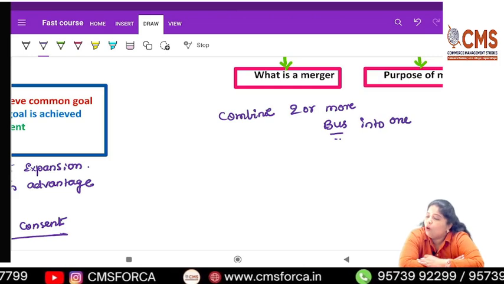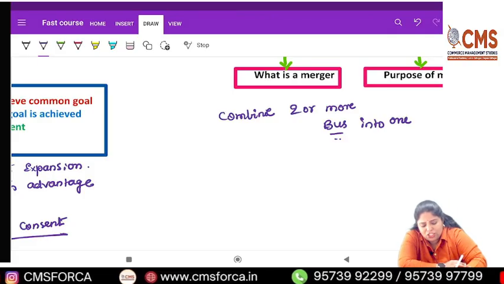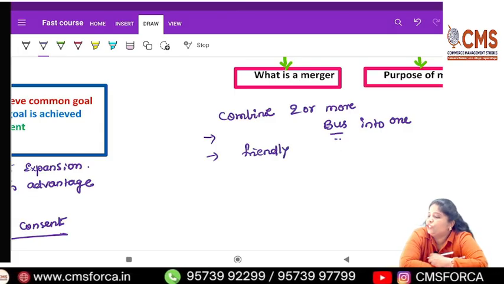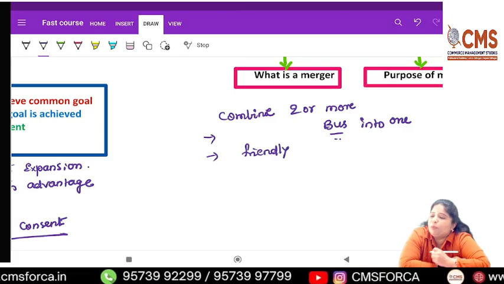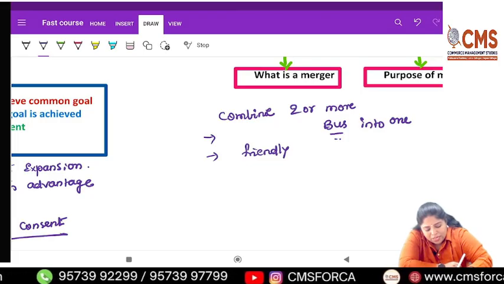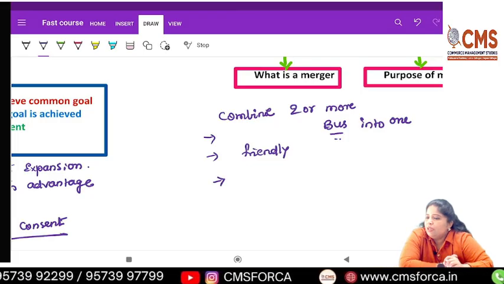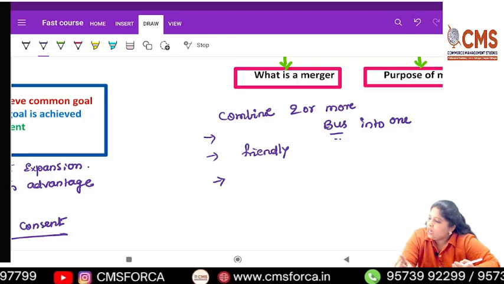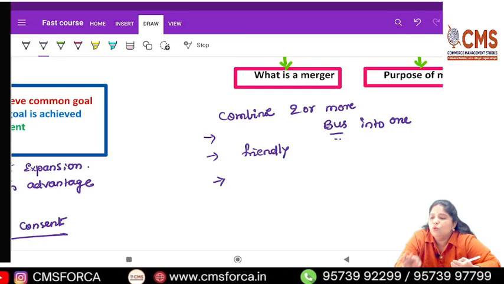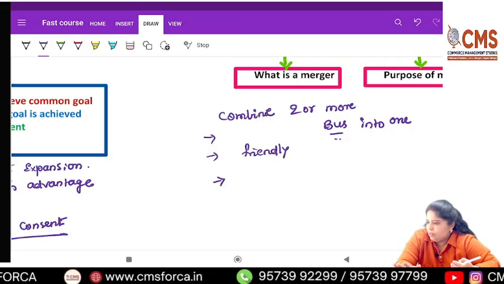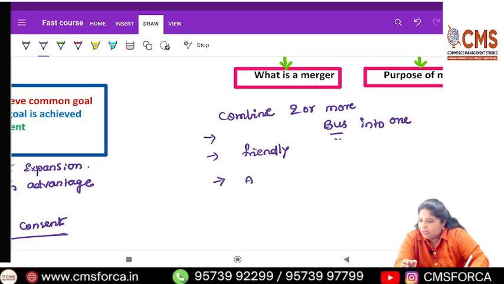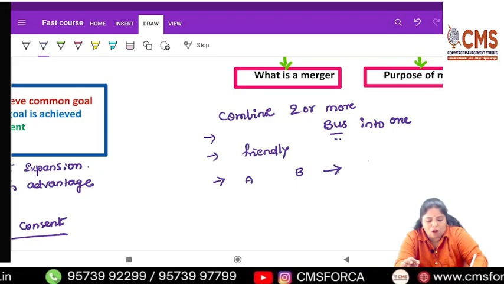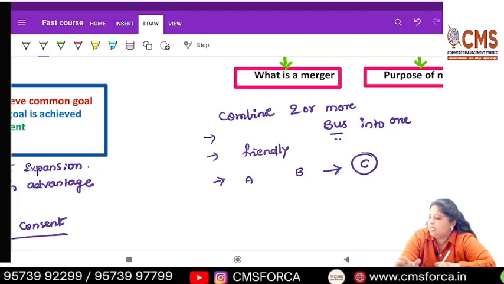Now, what you should always remember, a merger always happens on friendly terms. It's a friendly association. And in a merger, when you combine two or more companies, one or more companies will lose their identity. Let's say we have A and we have B. A and B are merging together. You can form a new entity like C.